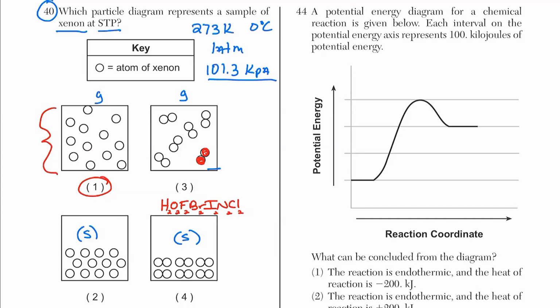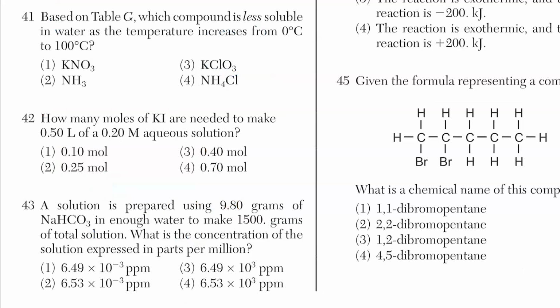On to 41. Number 41, based on Table G, which compound is less soluble in water as the temperature increases from 0 to 100? Okay, less soluble means that there's less amount of the solute or the substance you're trying to dissolve. What that means is being less soluble means that the water has a harder time dissolving them. That means the substance you're dissolving doesn't dissolve or escapes as a precipitate or a gas.